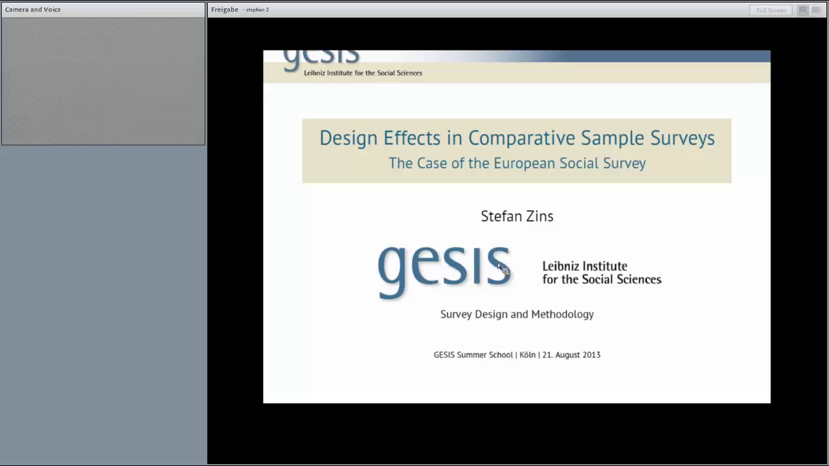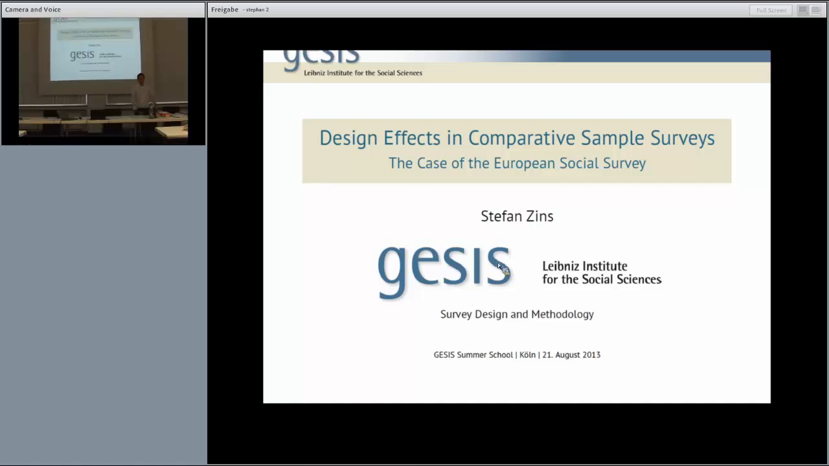So the main issue is about how we can compare estimates across the countries in the ESS. By compare, I mean an issue of quality and sampling error, specifically the variance of the estimates.